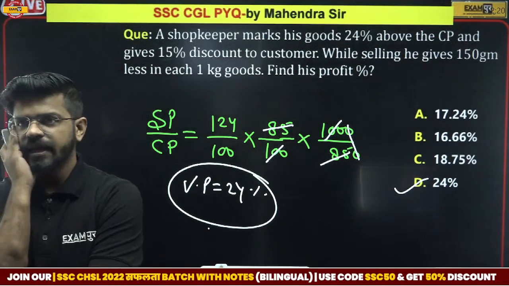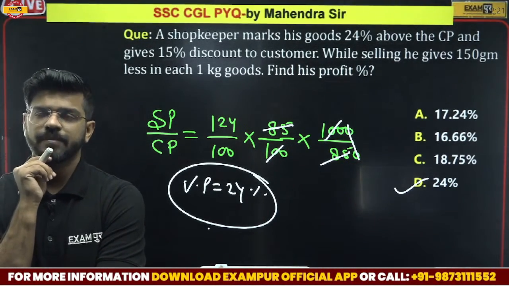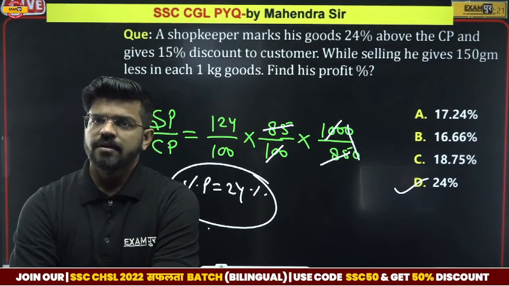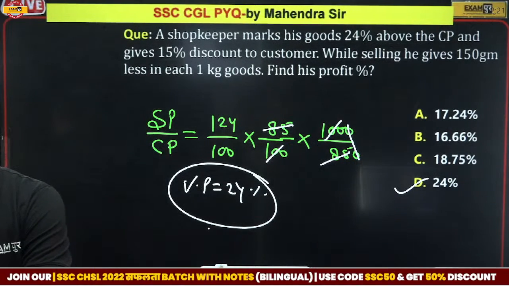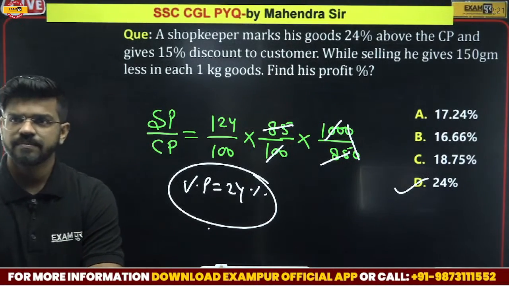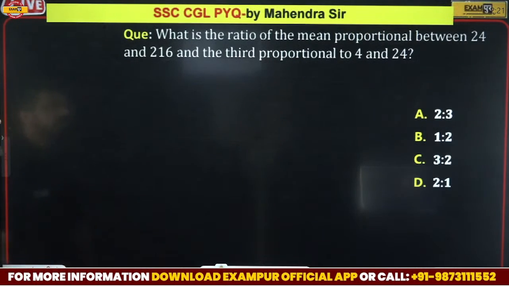So Suhan is getting 18.75. Wrong answer, Suhan. You just have to find where you made the mistake. Clear? Any doubts, Suhan? Okay, no doubts. Next question.